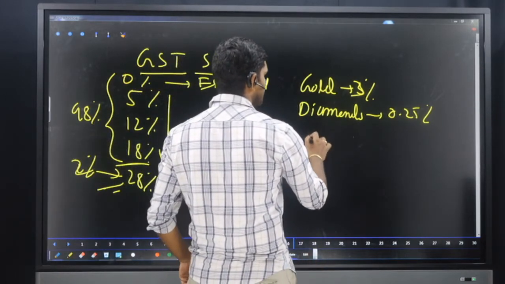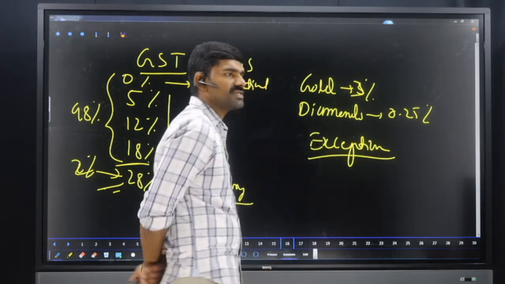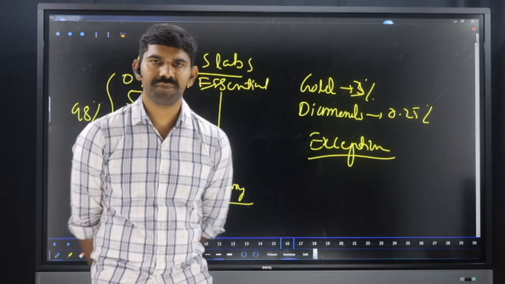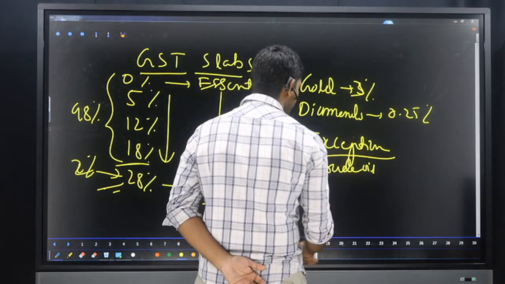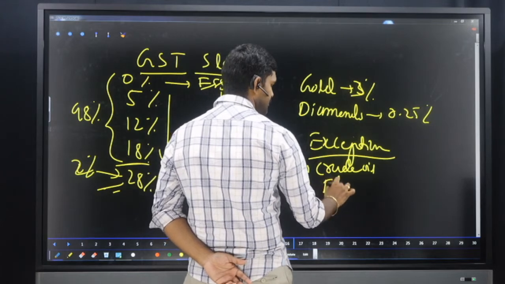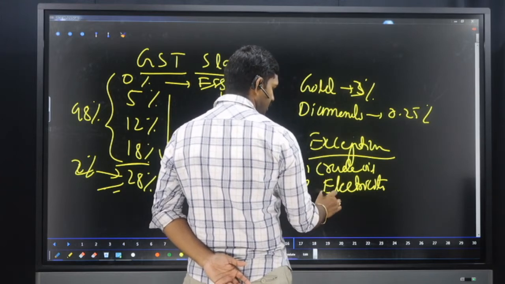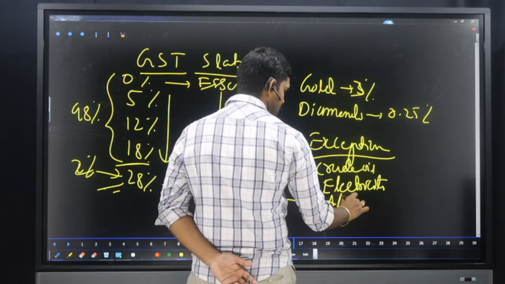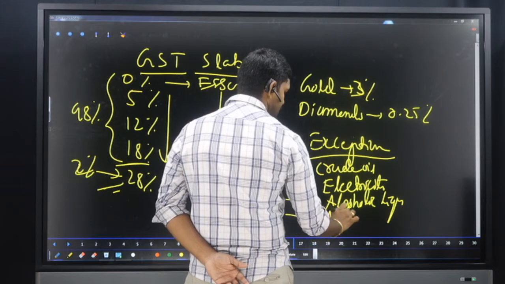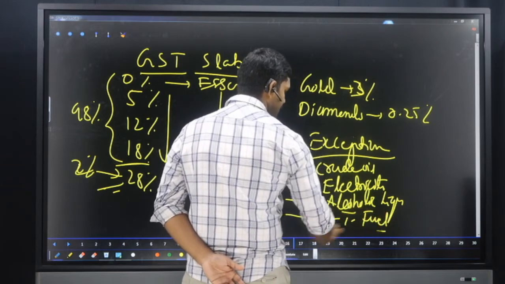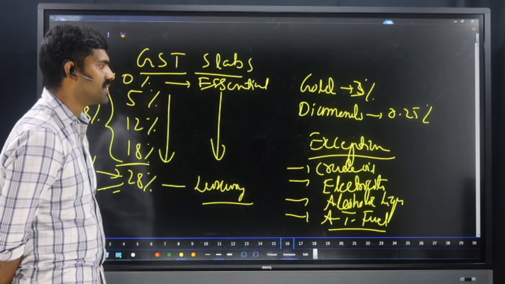And the next is exceptions to GST. What is that? There are some things which are not part of GST, but they have a separate tax. What are they? One is crude oil or petroleum. Then you've got electricity. Then you've got alcoholic liquor, aviation turbine fuel, etc. All these are exceptions to GST. For them, there is a different tax slab.